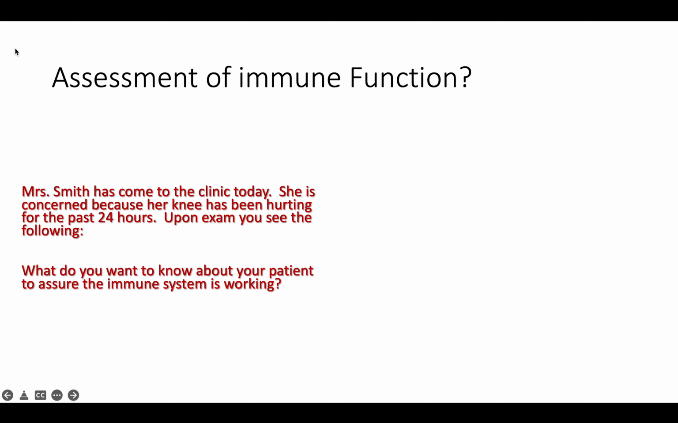So how do we assess immune function in our patient? When we're assessing immune function in our patient, we can look at this case study here. Mrs. Smith has come to the clinic today, and she's concerned because her knee's been hurting. Upon exam, you look at the following. So what do you want to assess to make sure that your patient's immune system is working? So we know it's working because the scar is red, right? We have some swelling that indicates that the immune system is working. That's that immune response, right?